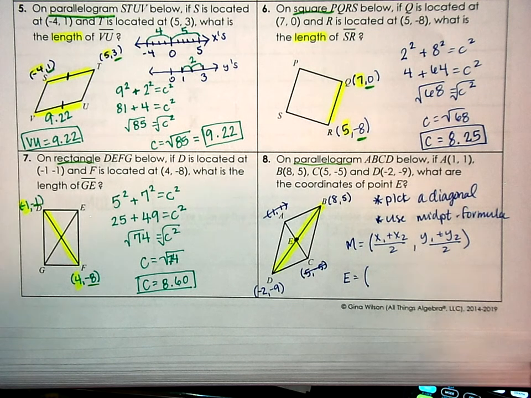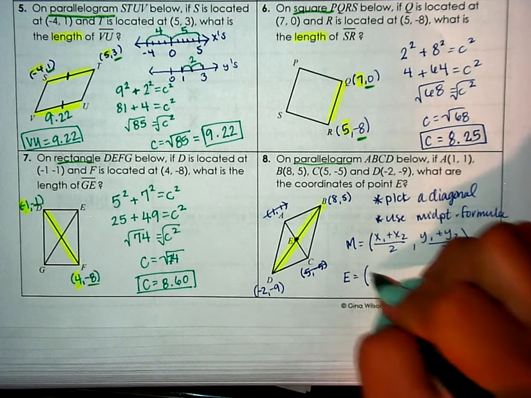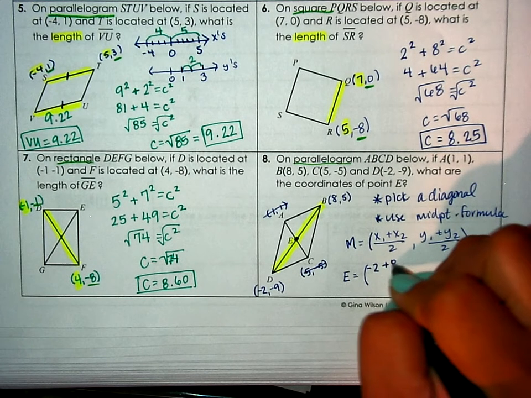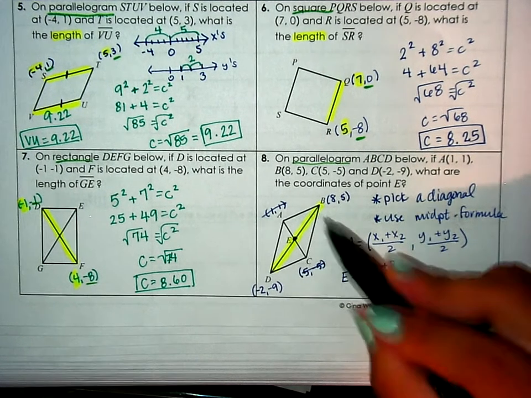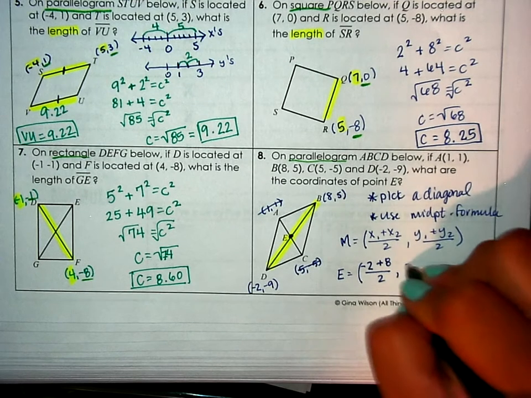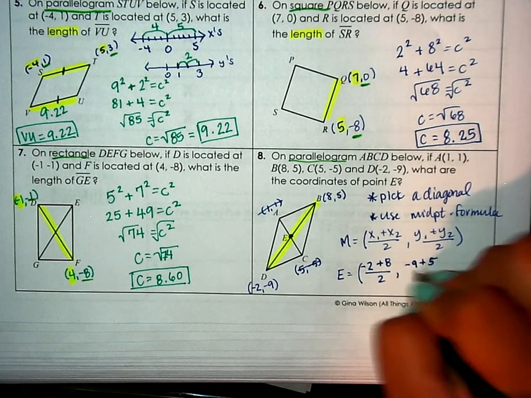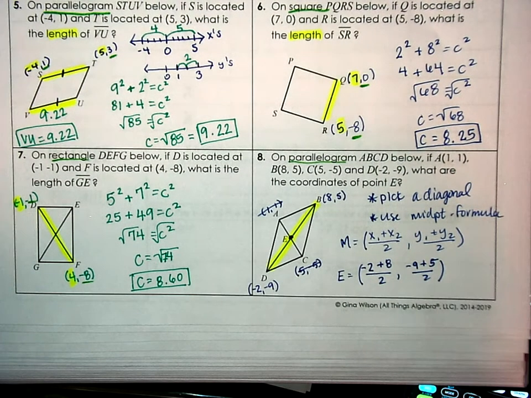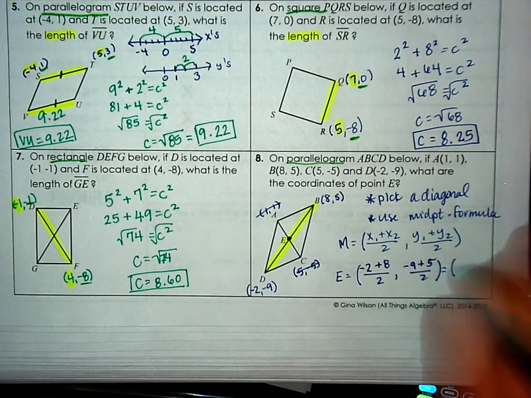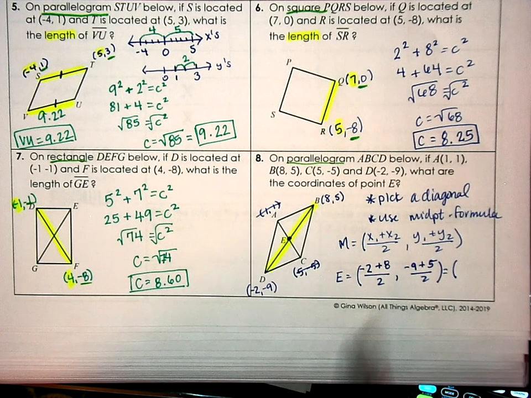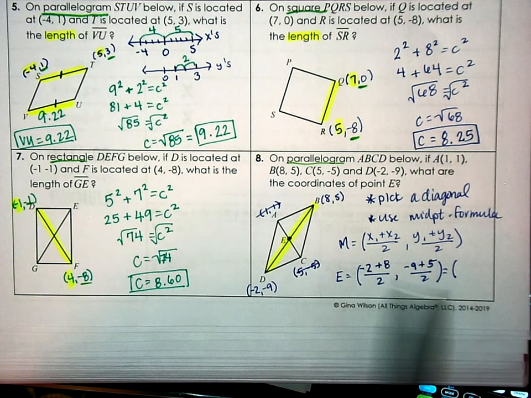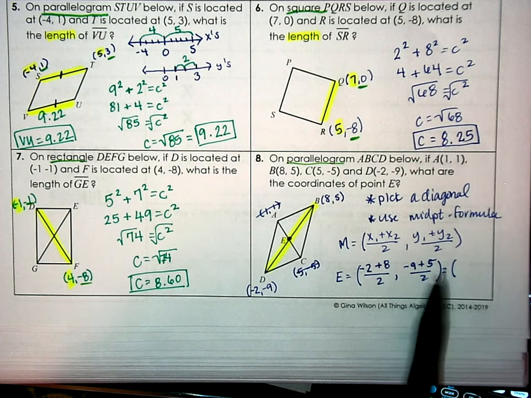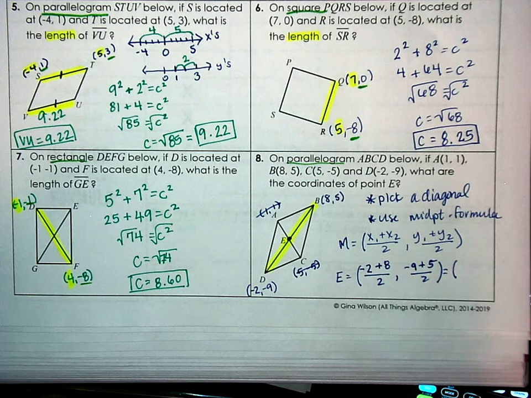And I'm just going to pick 2 of the points to plug in for X and then 2 of the points to plug in for Y. It doesn't matter which one you start with. So I'm going to start with negative 2 plus 8 over 2, comma. Now I'm going to do my Y's. So negative 9 plus 5 over 2. Now I'm just going to do my math and then simplify as much as I can. Remember, if you have a calculator, you could just type in this whole fraction, hit enter. That'll give you the first number. Type in this whole fraction, hit enter, and it'll give you the second number. Now I'm going to take it in parts.